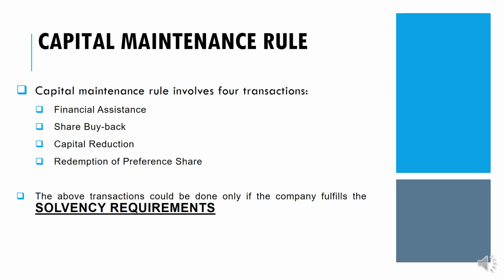All these 4 transactions, if the company or the director decided to proceed with the transaction, the company must make sure that they have fulfilled the solvency requirement. What does it mean? It means that for a company to proceed with financial assistance, the company needs to fulfill the solvency requirement. The company wants to proceed with share buyback, the company must fulfill the solvency requirement. So in each transaction, solvency requirement is a must.